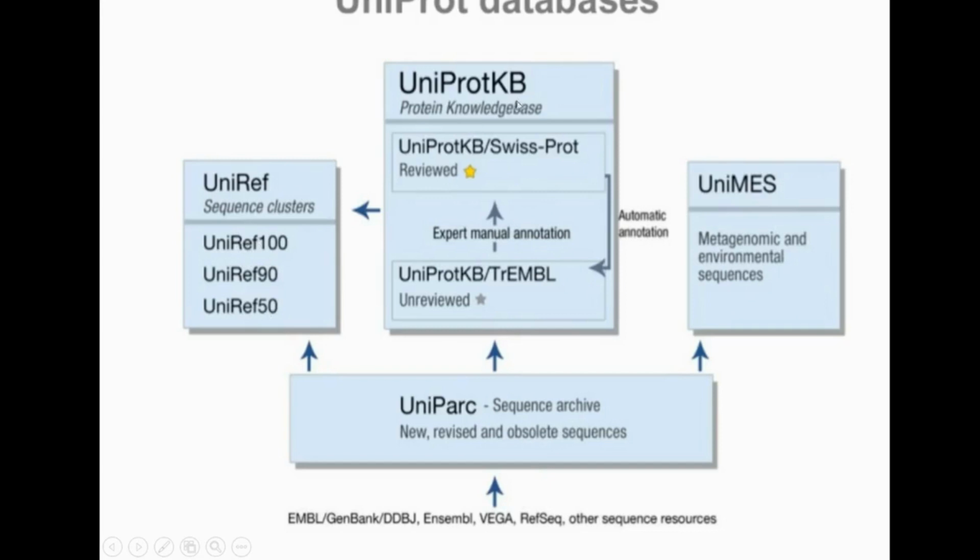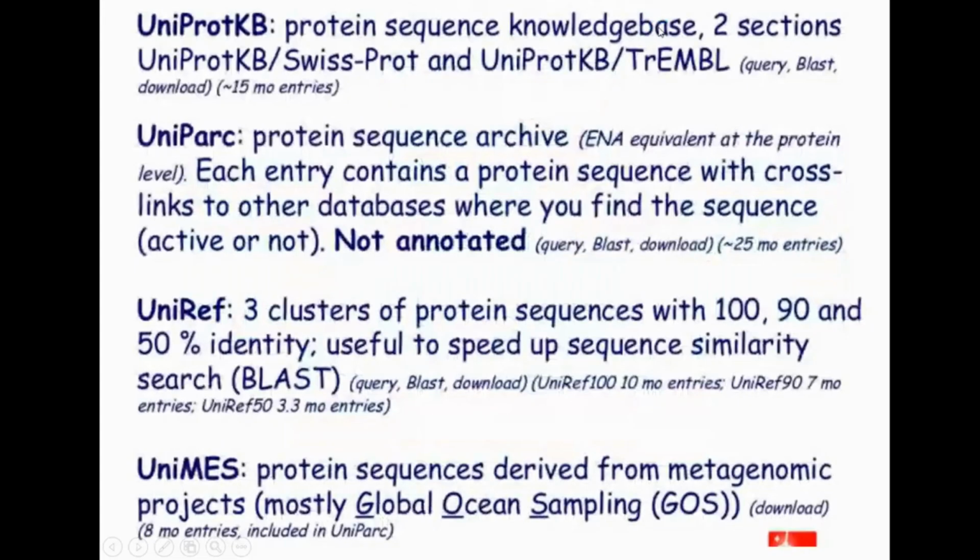In UniProt KB, the sequence first moves to the translated EMBL, which is an unreviewed and automatically annotated database. After manual annotation, the sequence moves from translated EMBL to Swiss-Prot, which is a reviewed and manually annotated database. This is how the data move in the UniProt databases. So UniProt KB is a protein sequence knowledge base with two sections, UniProt KB Swiss-Prot and UniProt KB translated EMBL. UniParc is a protein sequence archive.